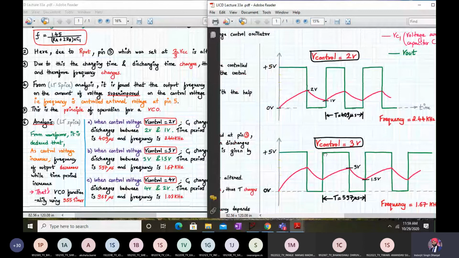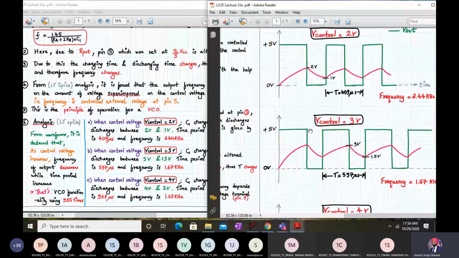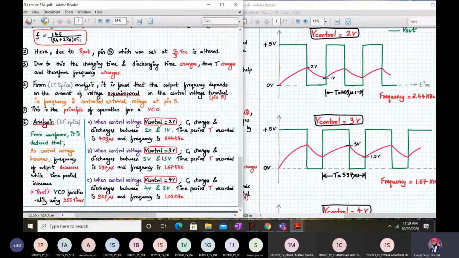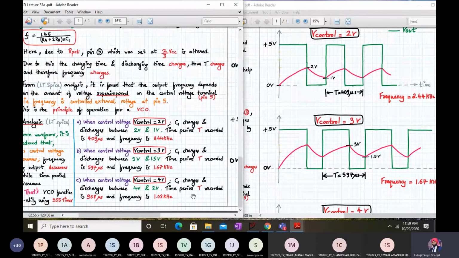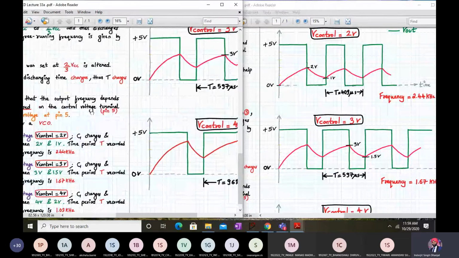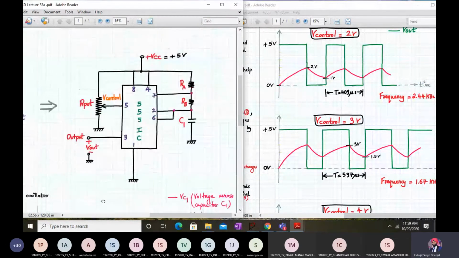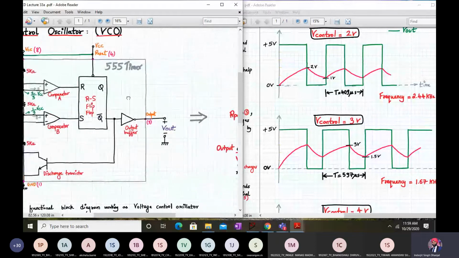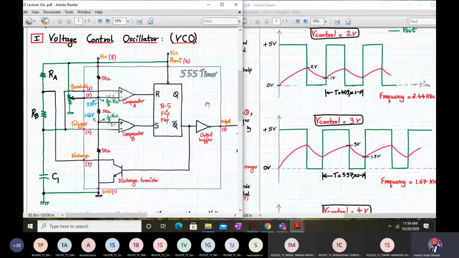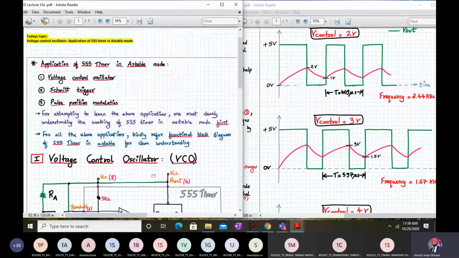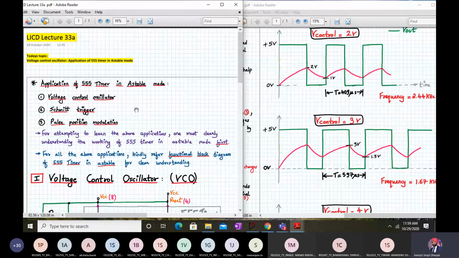From the output waveforms, what we can determine is that as the control voltage increases, the frequency of the output waveform decreases while the time period increases. So that's a classic voltage controlled oscillator. And why this oscillator? Because it works without any input voltages. Here I have described what happens when the control voltage is 2 volt, 3 volt and 4 volt. Any doubts in this? Can we move on to the next circuit now? So this was about the voltage controlled oscillator using a 555 timer in astable mode. That's it for this first section of the application. Next, I'll start with the Schmitt trigger circuit.